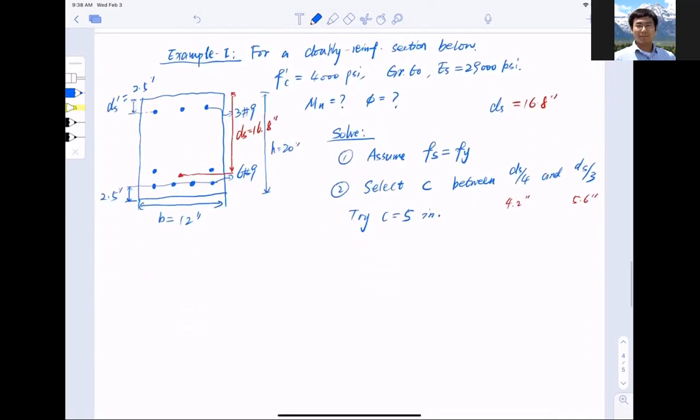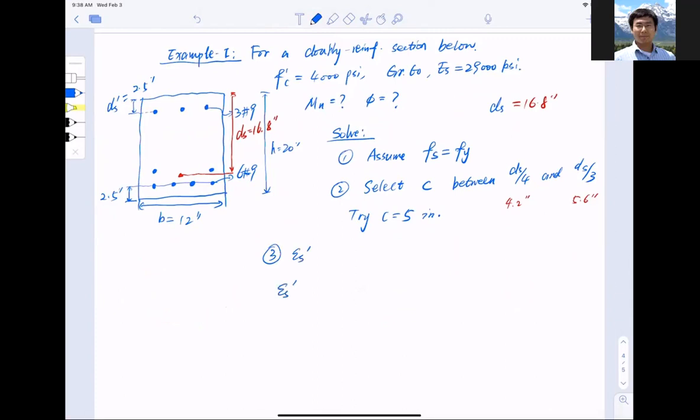Why? Well, it's between the range, and I like this number. And besides, I know the answer, right? I'm just going to pick some number close. So I'm just going to try C equal to 5 inch. So next step, I want to compute the compressive strain epsilon s.